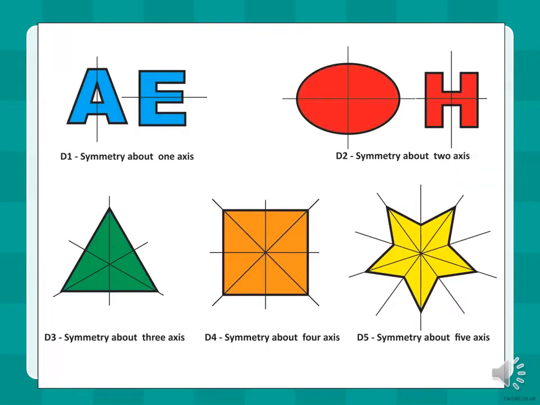So here are some more examples of lines of symmetry. So you've got A and E and the rest.